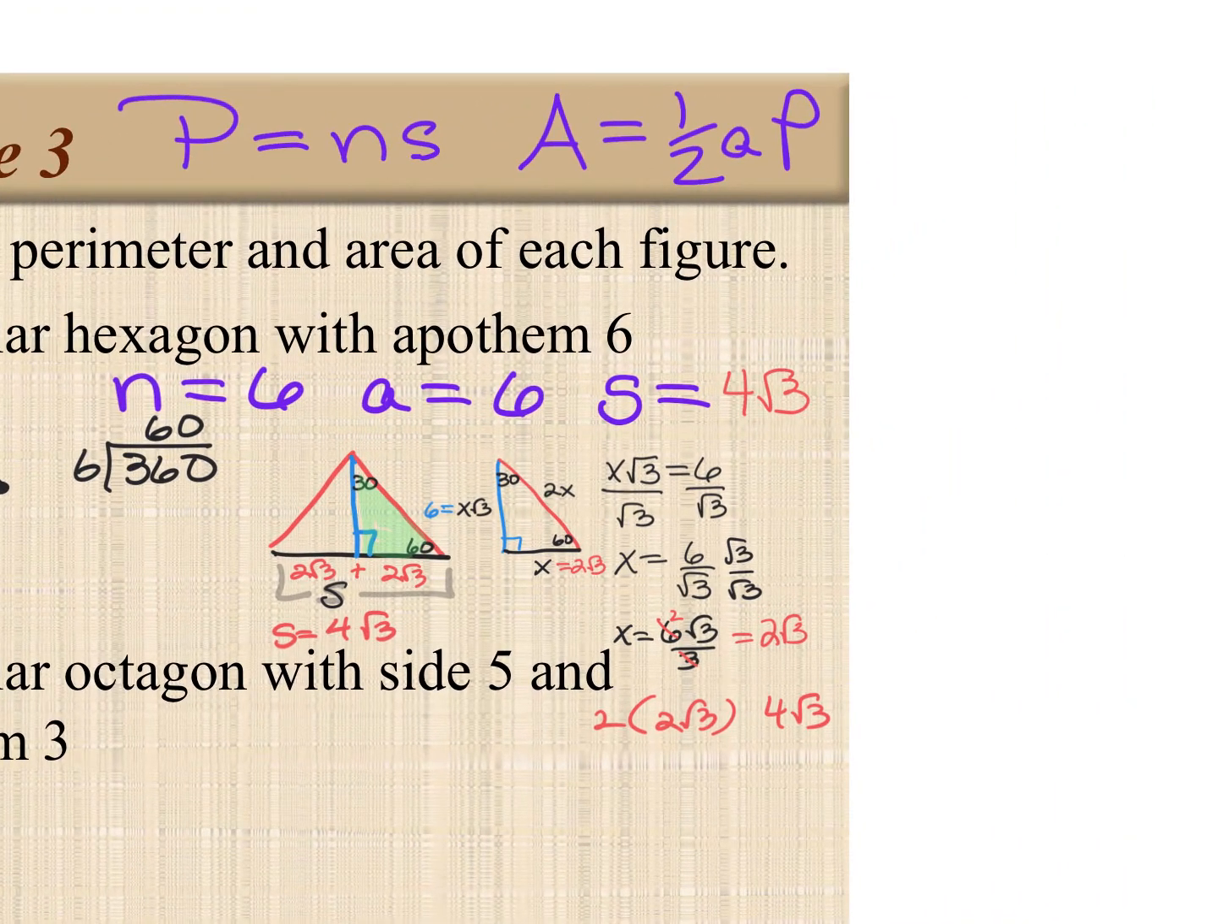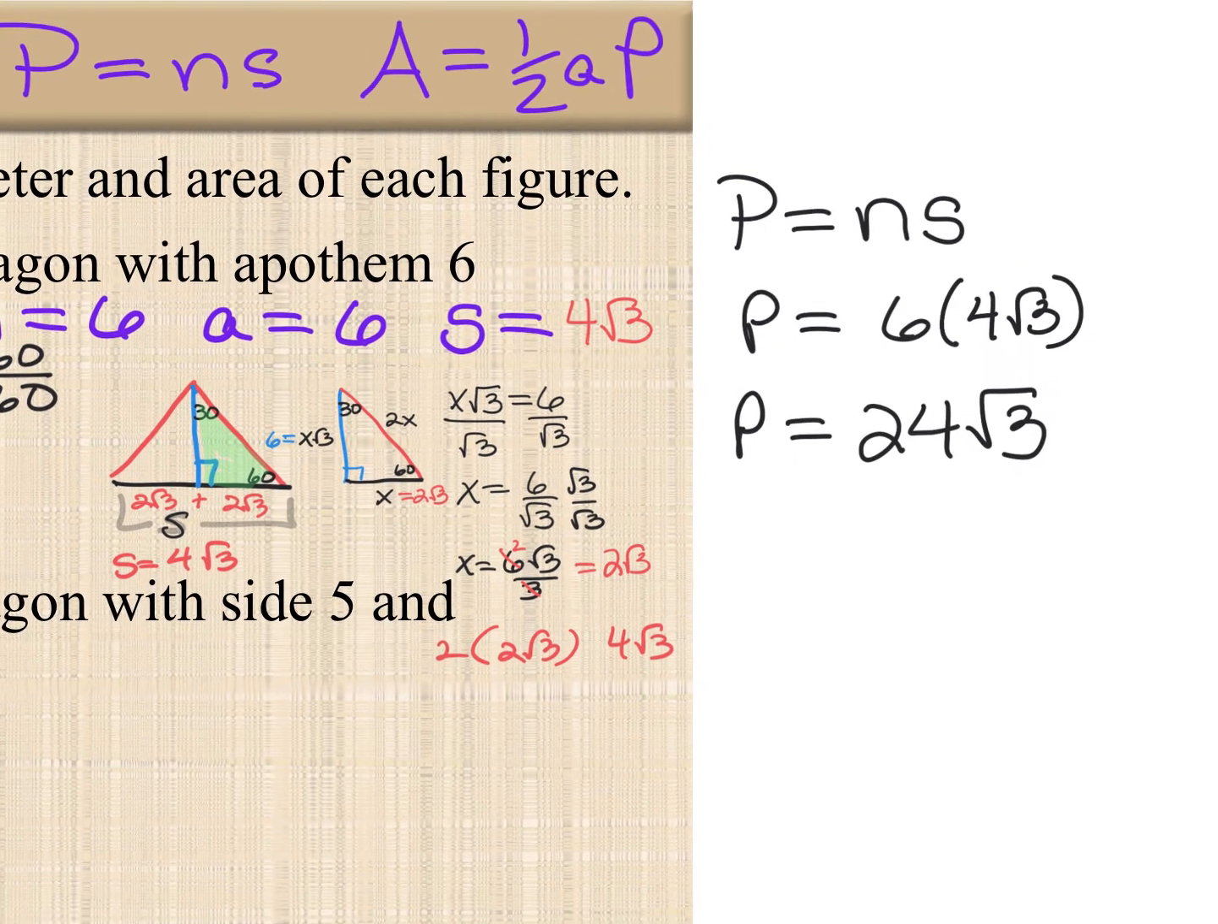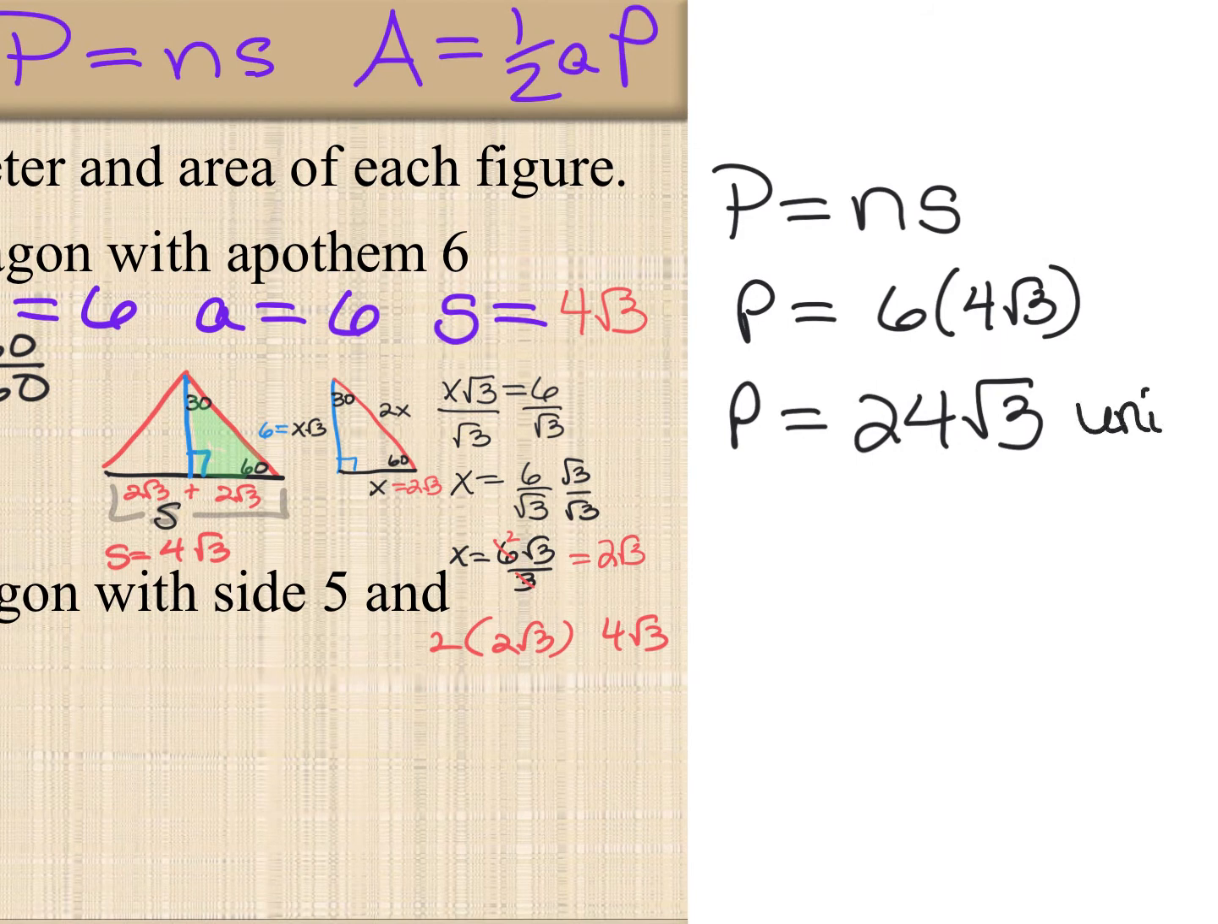So now I'm going to do perimeter first. So the formula for perimeter is the number of sides times the side length. It's a hexagon, so my n value is 6. And now my side length is 4 square root 3. I'm going to multiply 6 times 4 square root 3, and I get 24 square root 3. Remember, perimeter is only units, just like circumference. Now, if it said to leave your answer exact, that's your answer. If it says simplest radical form, that's your answer.